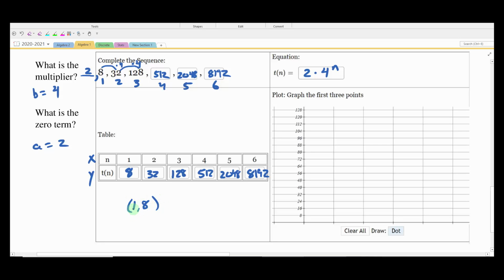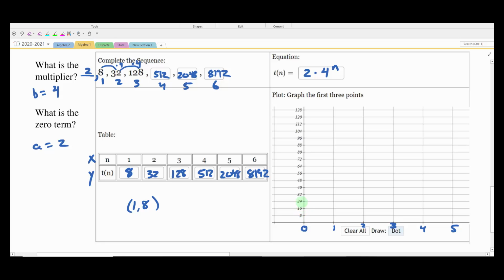right? Input, output, x, y. And I know on MyOpenMath, they don't have the numbers down here labeled for you. It kind of gets cut off, but you can assume that this here is 0, this is 1, 2, 3, 4, and 5, okay? So this first point that we're going to plot is at 1 comma 8. So I'm going to go right 1 up 8.